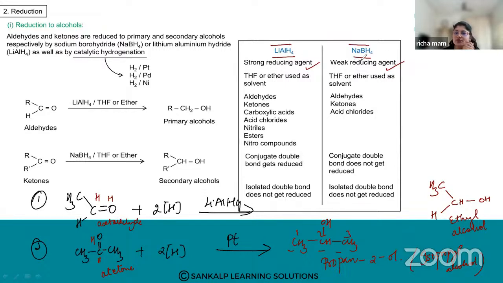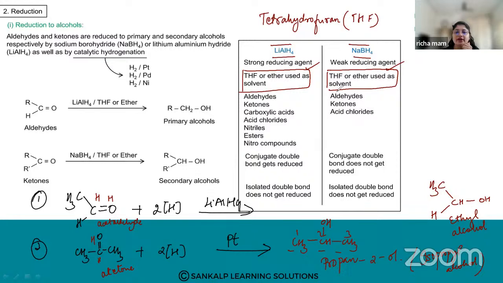When using these two reducing agents, we use solvents such as THF, that is tetrahydrofuran, or ether. The same way, with sodium borohydride, THF or ether can be used as a solvent. Lithium aluminum hydride is used for reduction of aldehydes, ketones, carboxylic acids, acid chlorides, nitriles, esters, and nitro compounds. Sodium borohydride is used for reduction of only aldehydes, ketones, and acid chlorides.